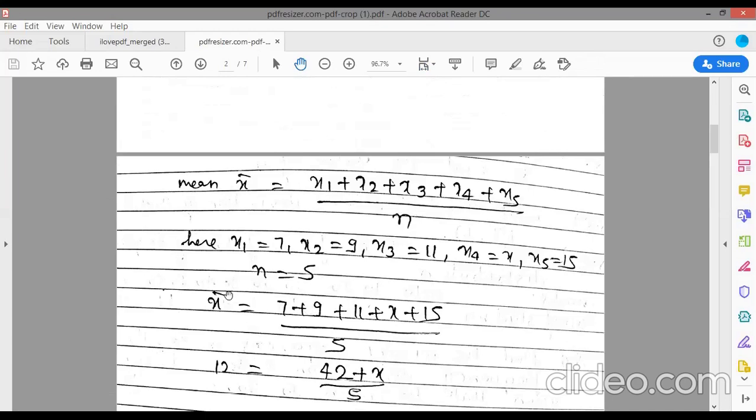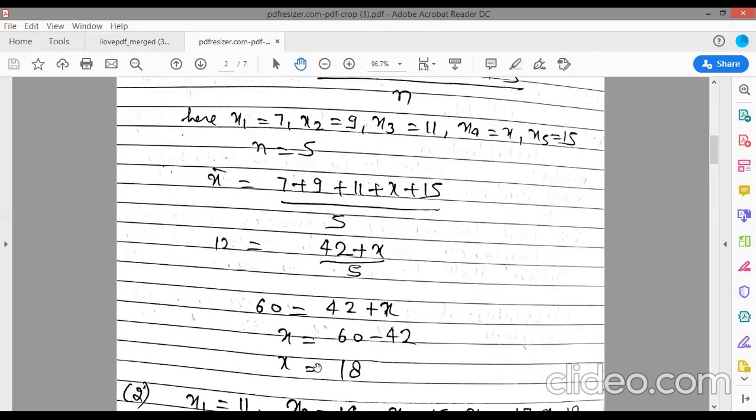So just put all these values here, then you will get your variable x is equal to 18. The mean is given, you have n, you have the summation of these variables, so you can find your x here. That means your fourth observation is 18 here.